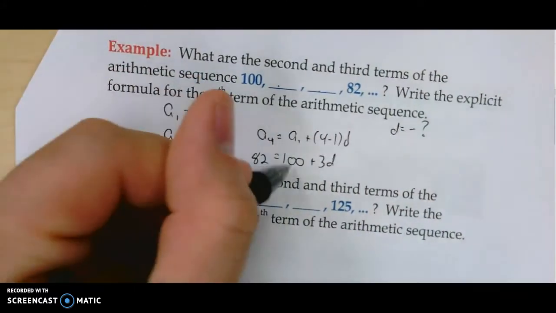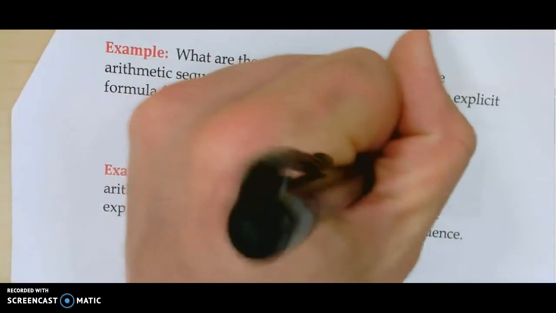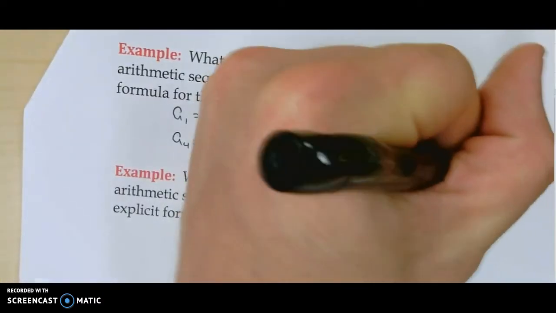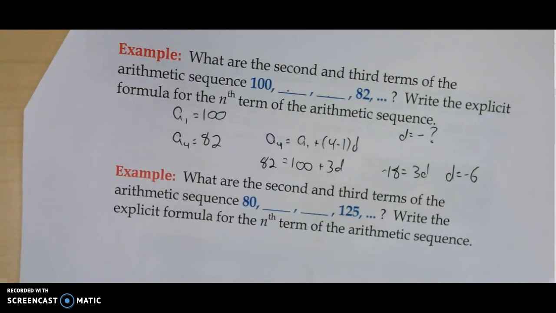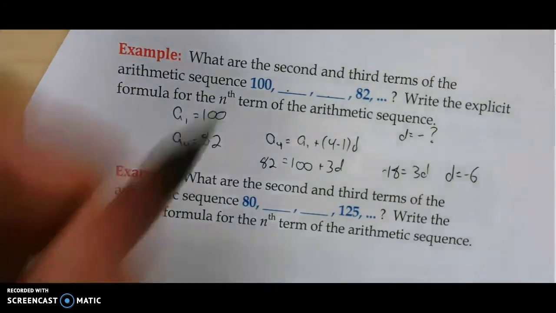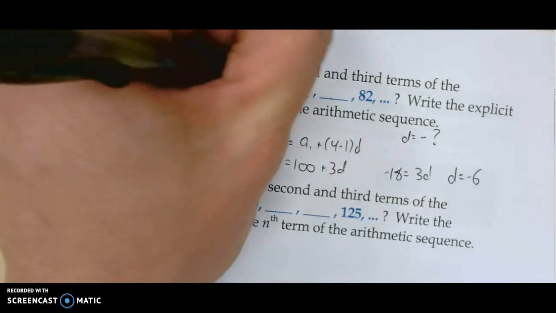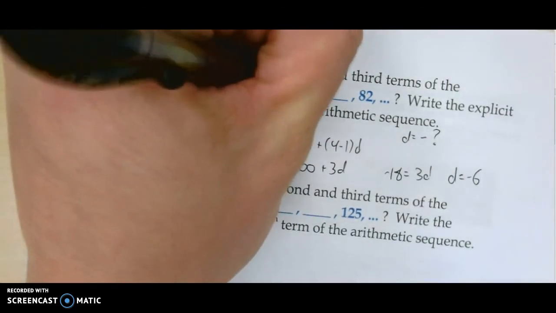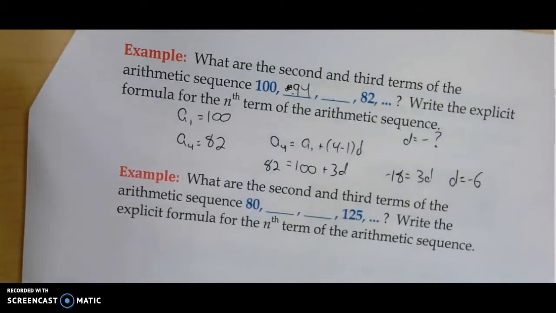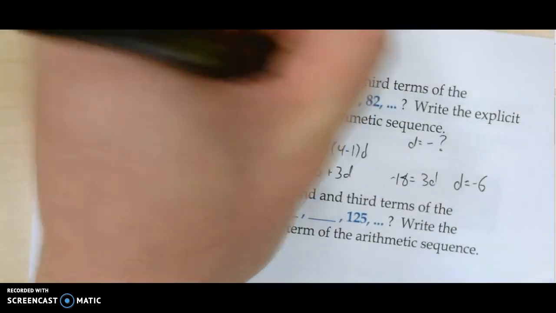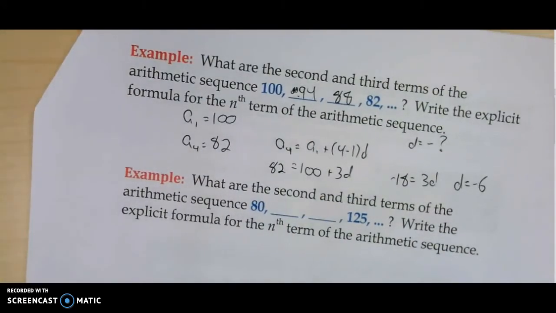So now to solve, I'd subtract 100 to the other side. I'd get negative 18 equals 3 times the difference. Therefore, the difference equals negative 6. So to fill in these missing values here, after 100, if I took away 6, would come 94. Take away 6. Why did I put a negative there? Take away 6, you would get 88. Take away 6, we'd get 82.